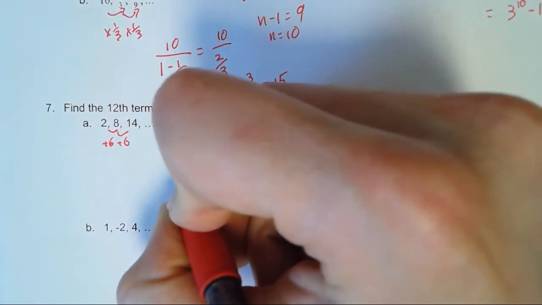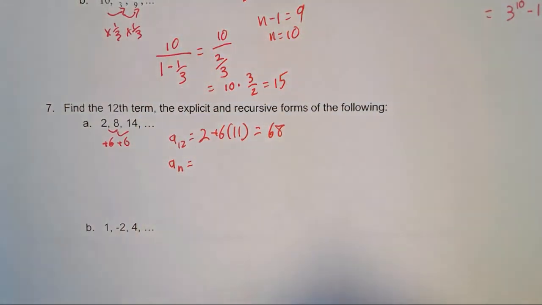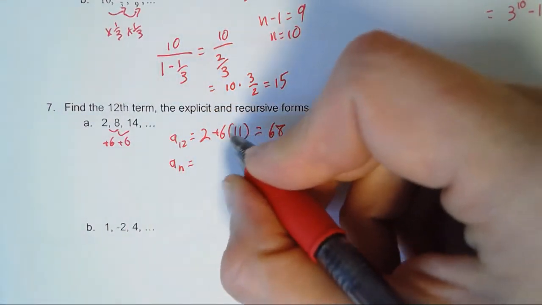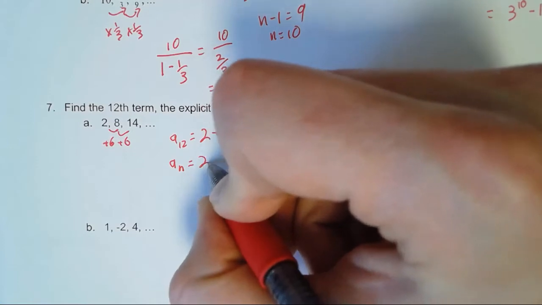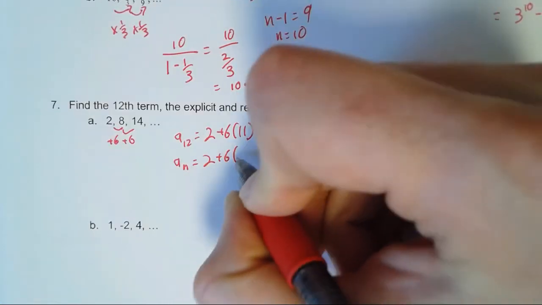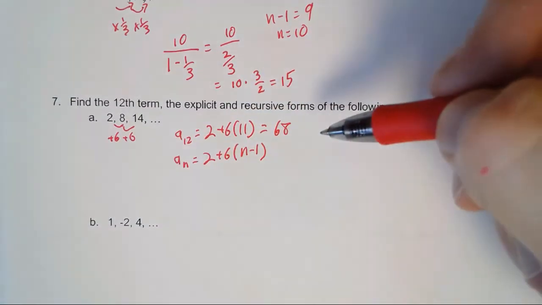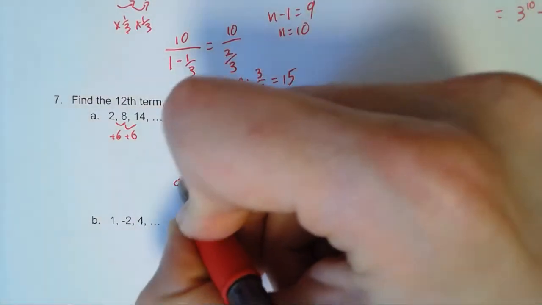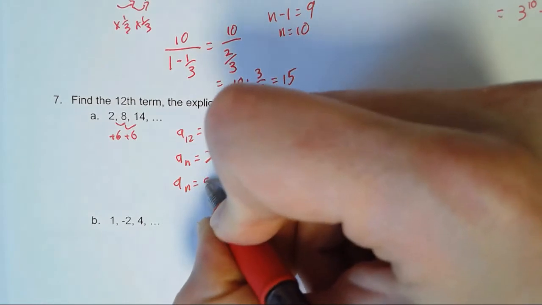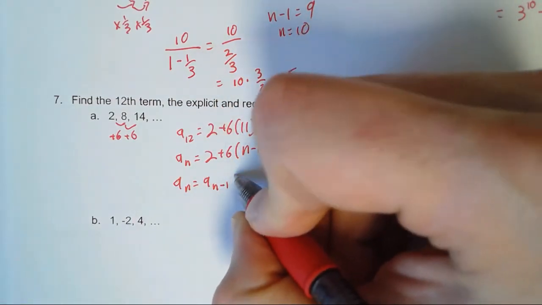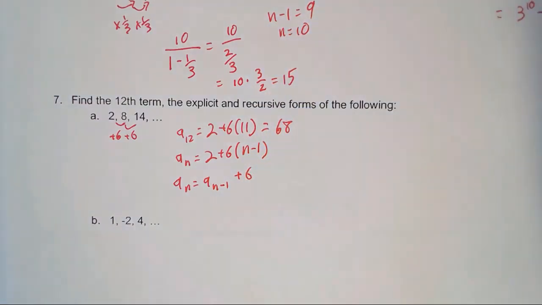Now using the same form, we can write the explicit form and say that, well, to find the 12th term, we just added 6 11 times. To get the nth term, we start with 2 and add 6 n minus 1 number of times. And there's our explicit form. Now for our recursive, we take the term before it, a sub n minus 1, and say, well, what are we doing? Well, we're doing the same thing.